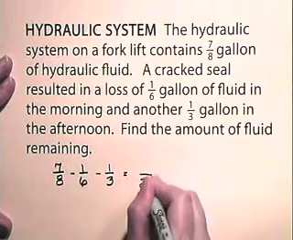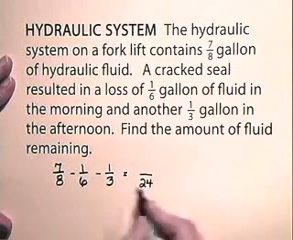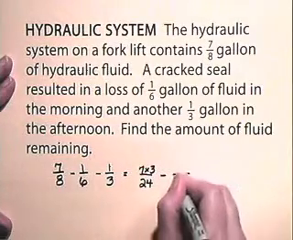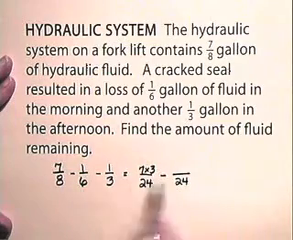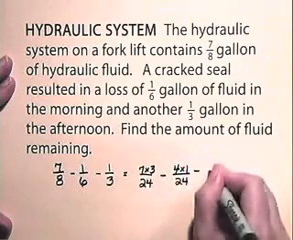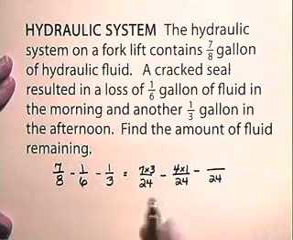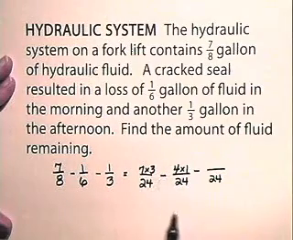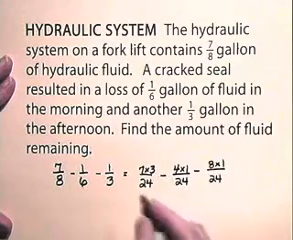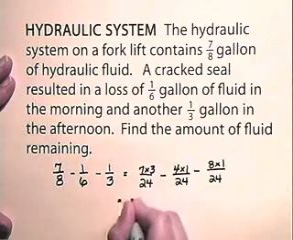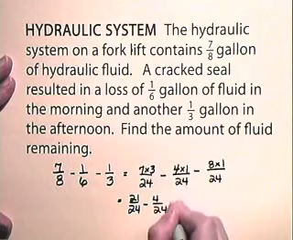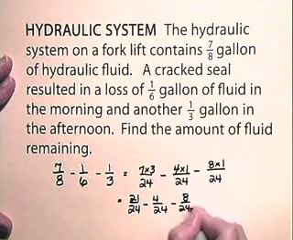So writing 7/8 over 24, 8 goes into 24 3 times. We have 7 times 3. Writing 1/6 over 24, 6 divides into 24 4 times, so we have 4 times 1. And writing 1/3 over 24, 3 divides into 24 8 times, so we have 8 times 1. And so what we have as a result is 21 over 24 minus 4 over 24, minus 8 over 24.